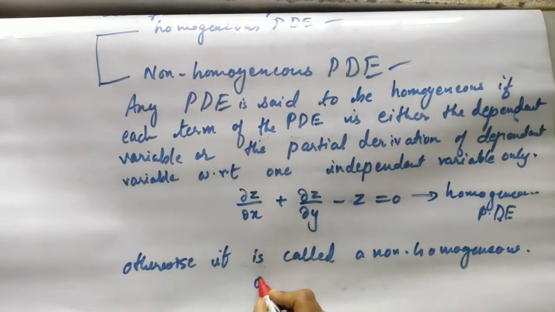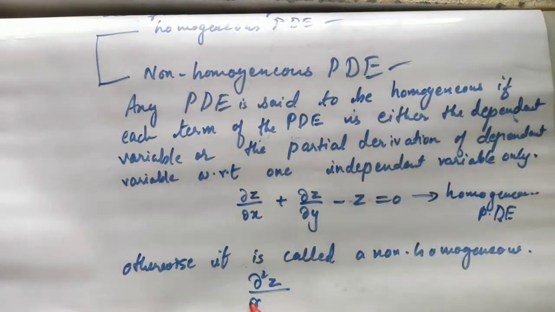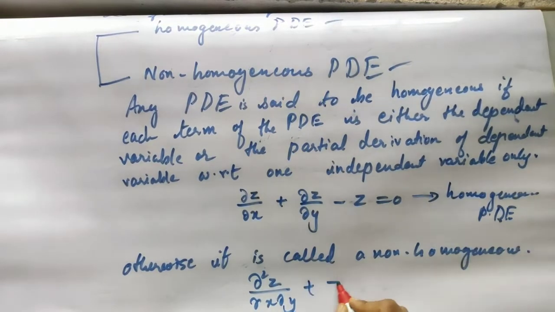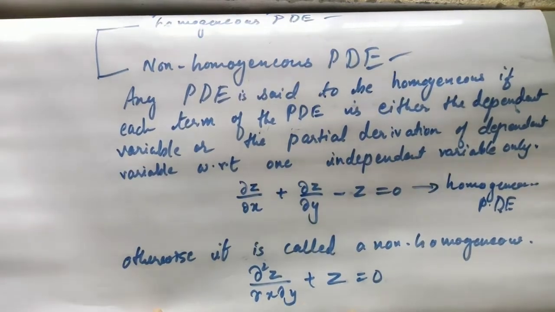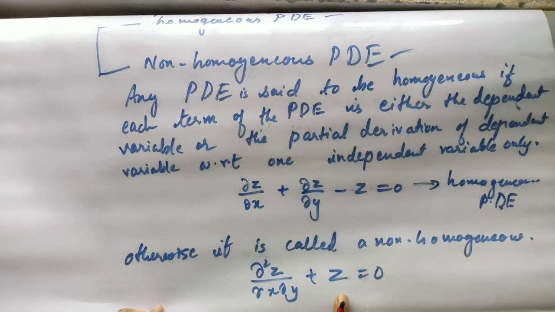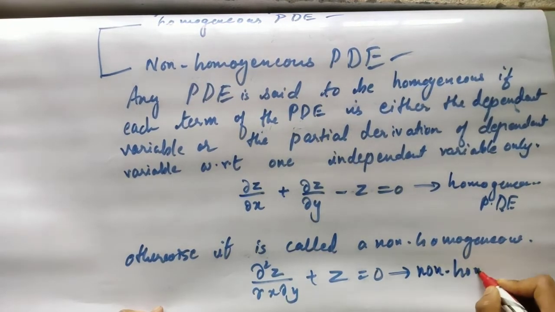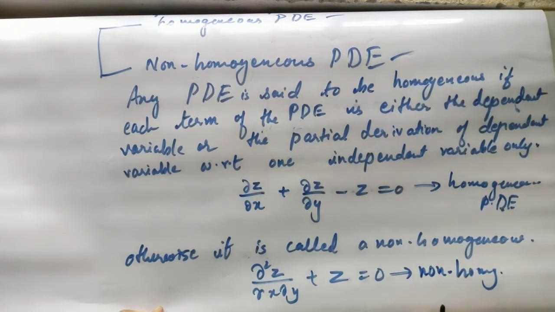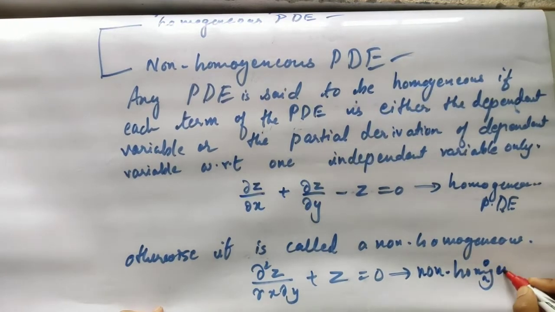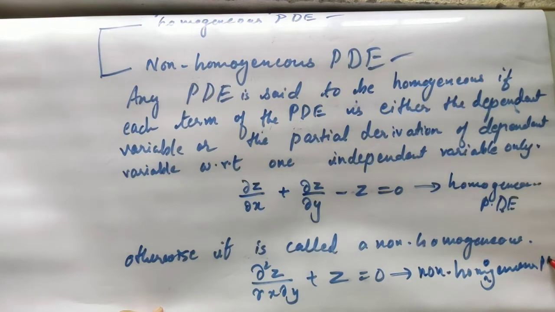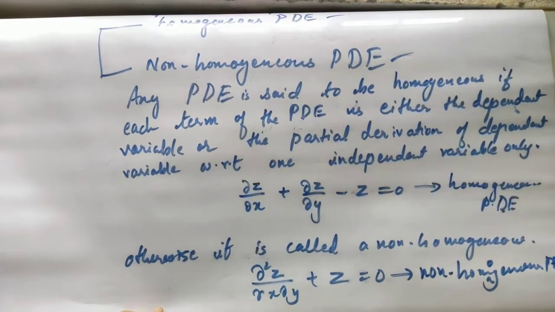Say for example, if I consider ∂²z/∂x∂y + z = 0. Now see here, the dependent variable is there as a term, but look at one of the terms here, ∂²z/∂x∂y. It's a mixed derivative, so it's not homogeneous, it's a non-homogeneous PDE. Why? Because mixed derivatives are appearing.